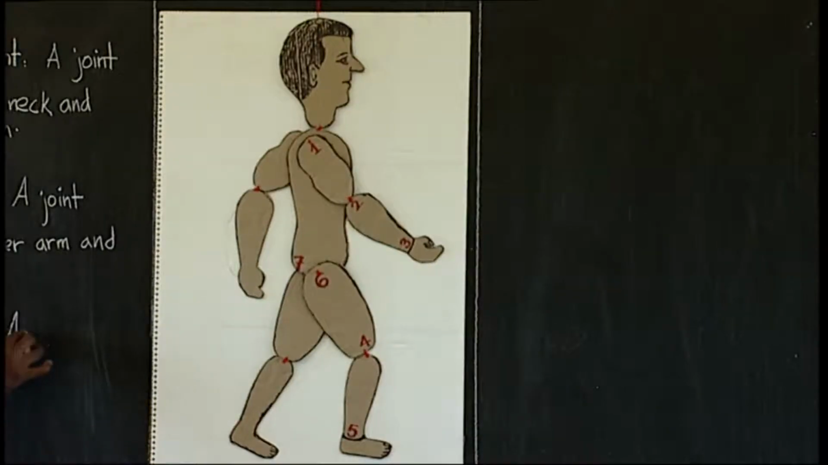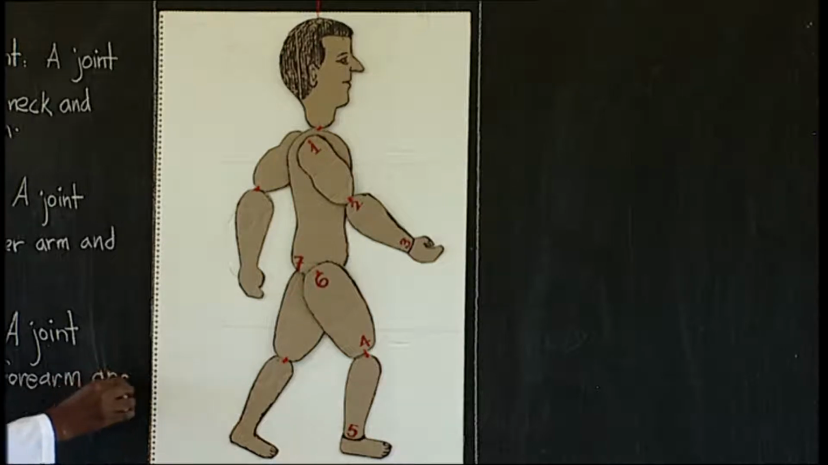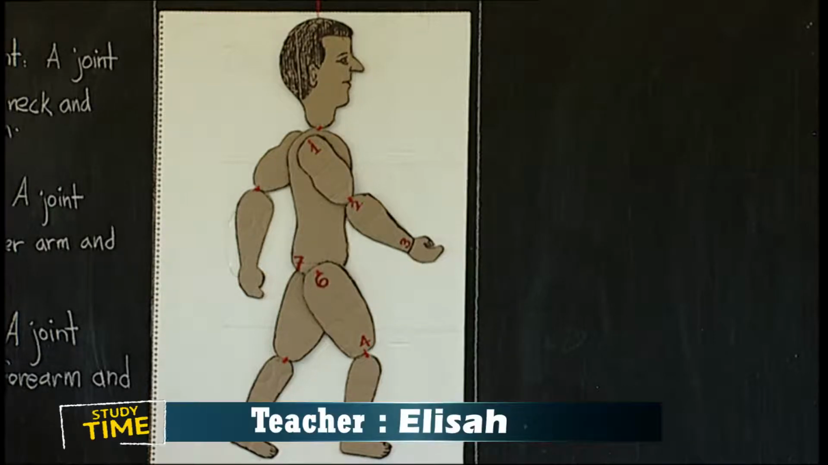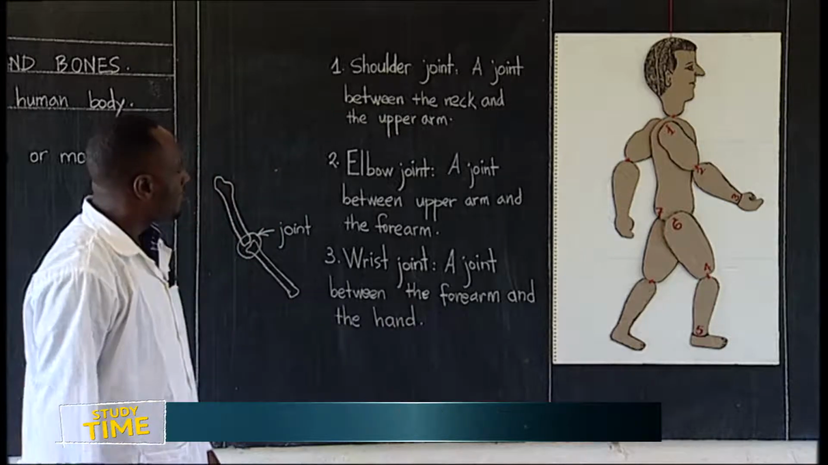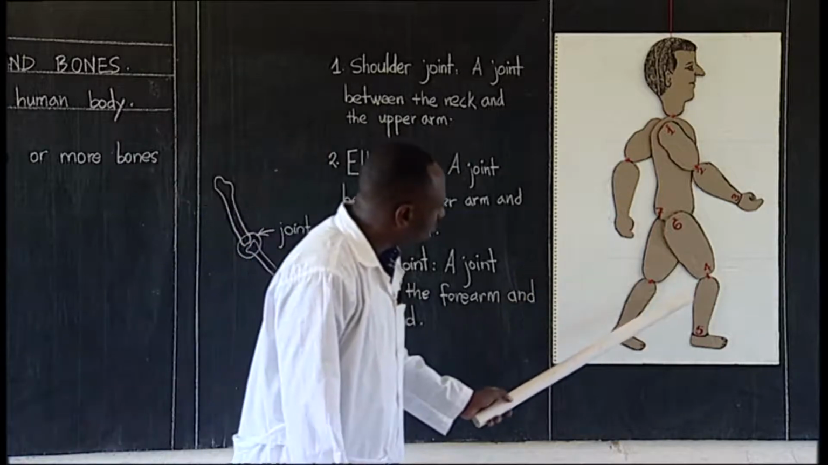A joint located between the forearm and the hand. Good. So we continue. We have other joints.